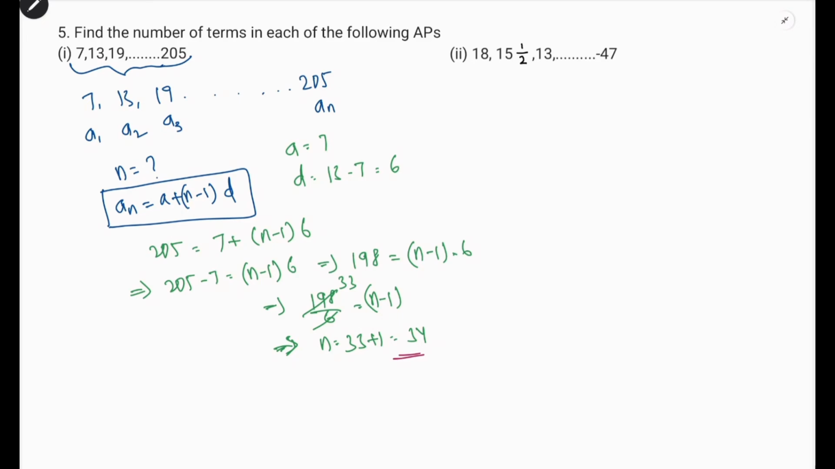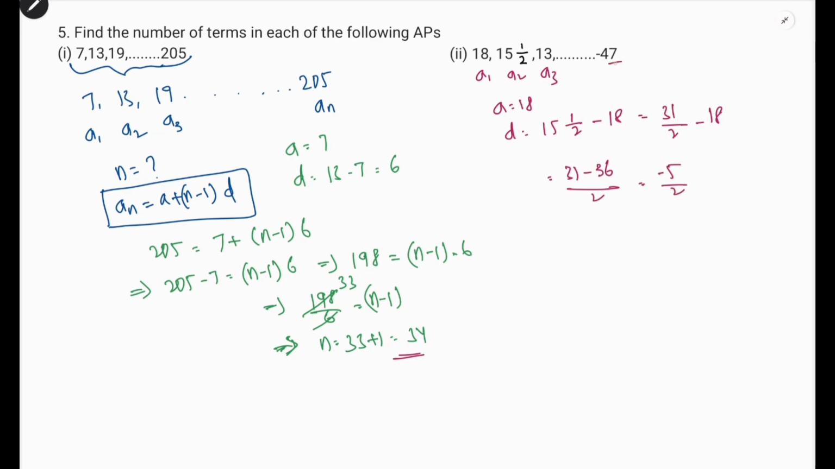We will look at the second one. What is the first term? It is 18. Second term is 15 and half. Third term is 13. First term is 18. Common difference is what? A2 minus A1. It is 15 and half minus 18. 15 and half can be written as 31 by 2 minus 18. Take LCM, 31 minus 36 divided by 2. It is minus 5 by 2.